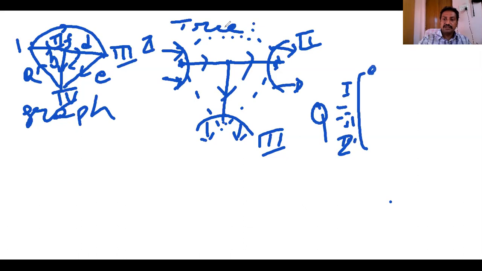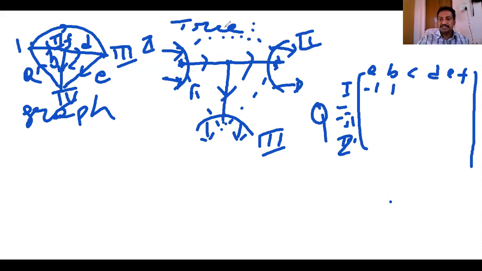Same thing, A, B, C, D, E, F. We'll see that. So first cut, what are the branches? A, B, F. A, which direction? Opposite direction. So -1. Then what about B? Same direction, C same direction. Remaining are 0, 0, 0.